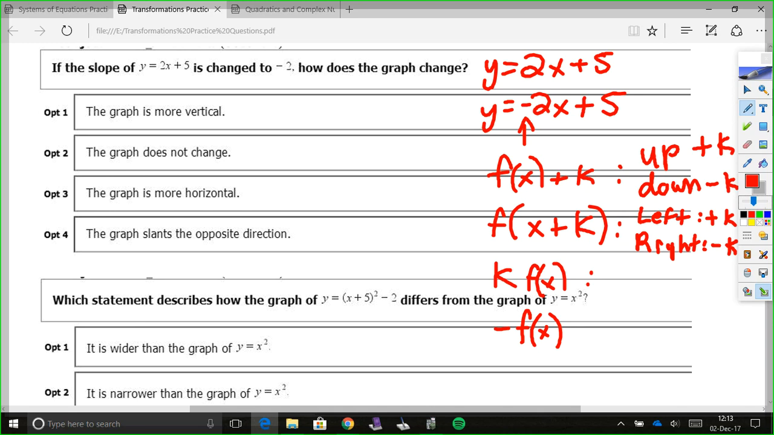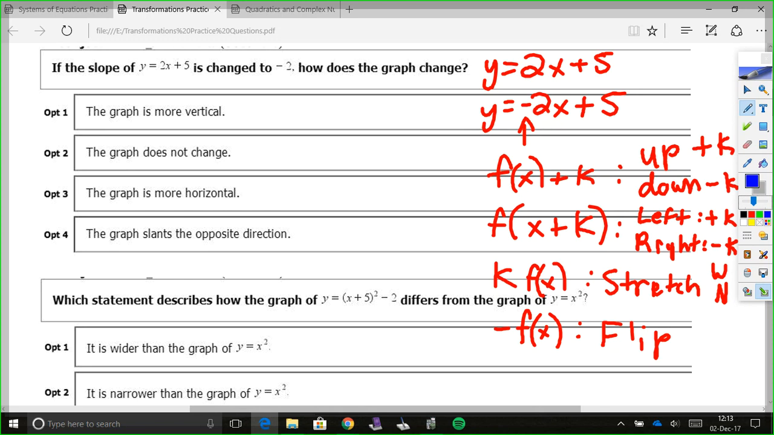Now, if you're multiplying a number to your function, that stretches it, makes it wider or narrower. So we call that a stretch. Remember, it would be wider or narrower. And then negative f of x means you're adding a negative to this, which means it flips over. So let me give you some examples next to these.